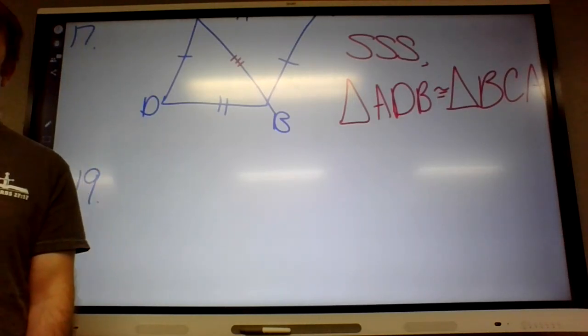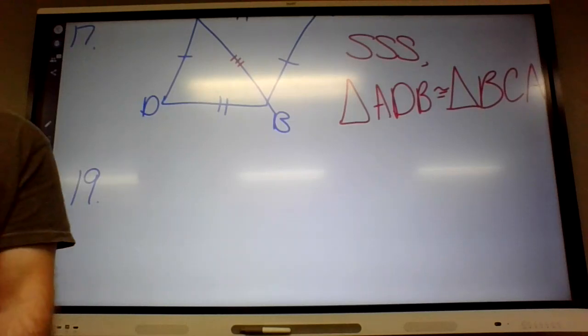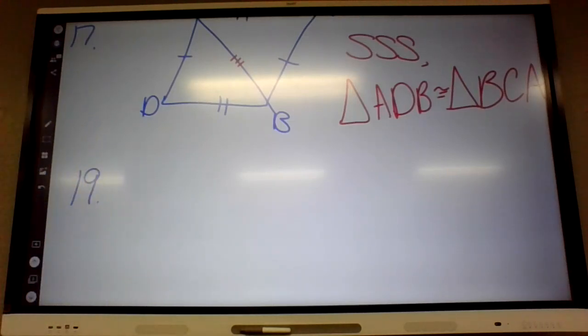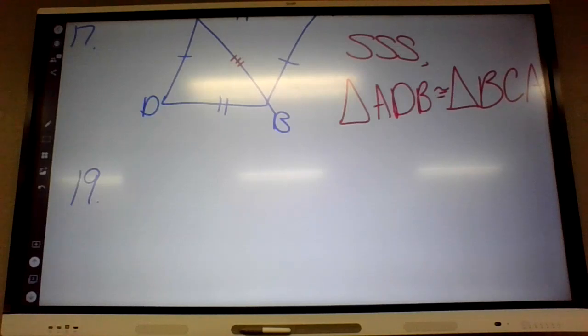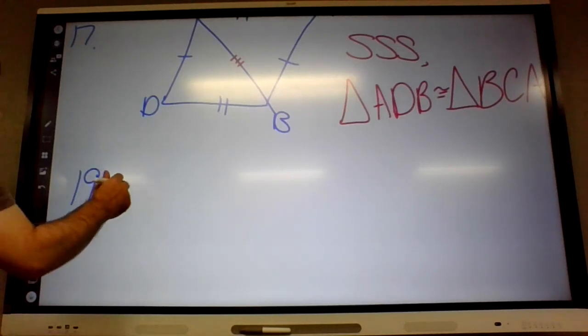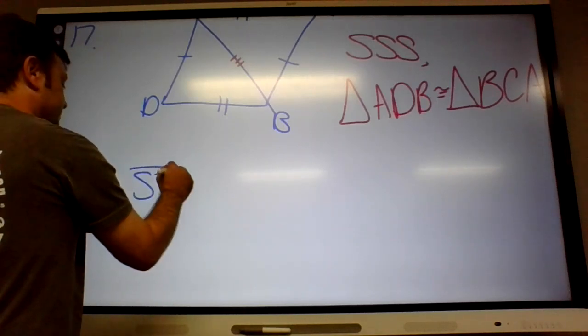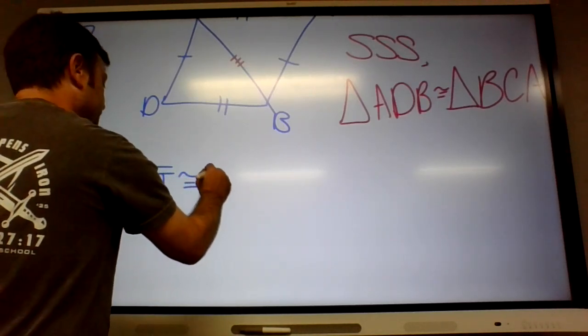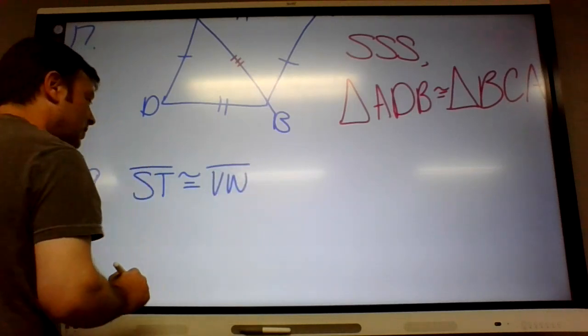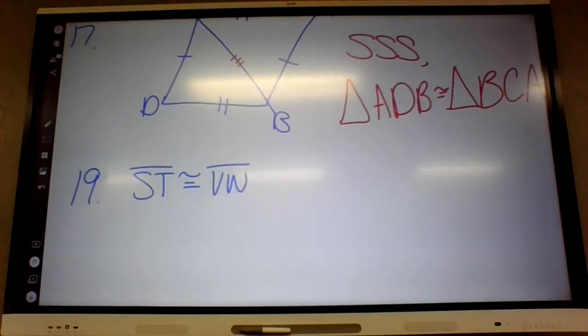So if they give us like angle, angle, angle, we need at least one side, right? If you have a side, then you have at least angle, side, angle, or angle, angle, side. So what's one side that could be congruent? Like ST and, what's ST? WV, VW, whatever. Yeah, that would make the triangles congruent.